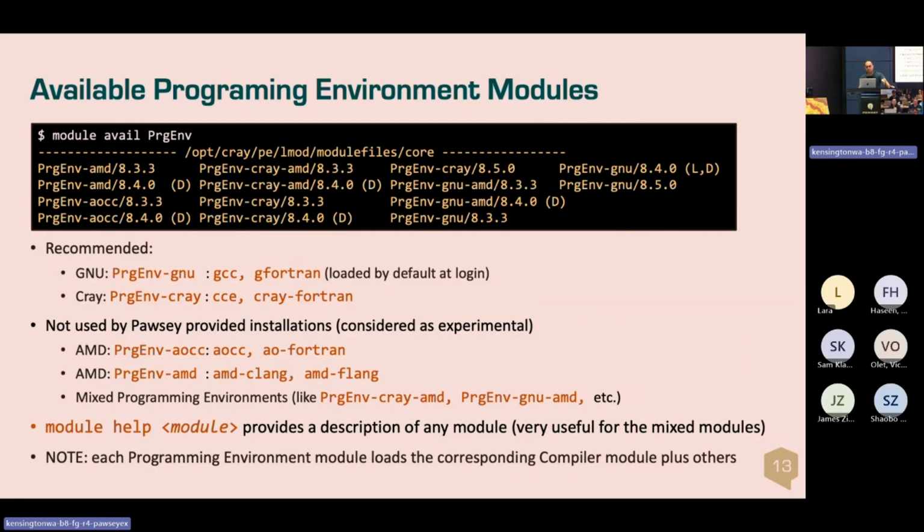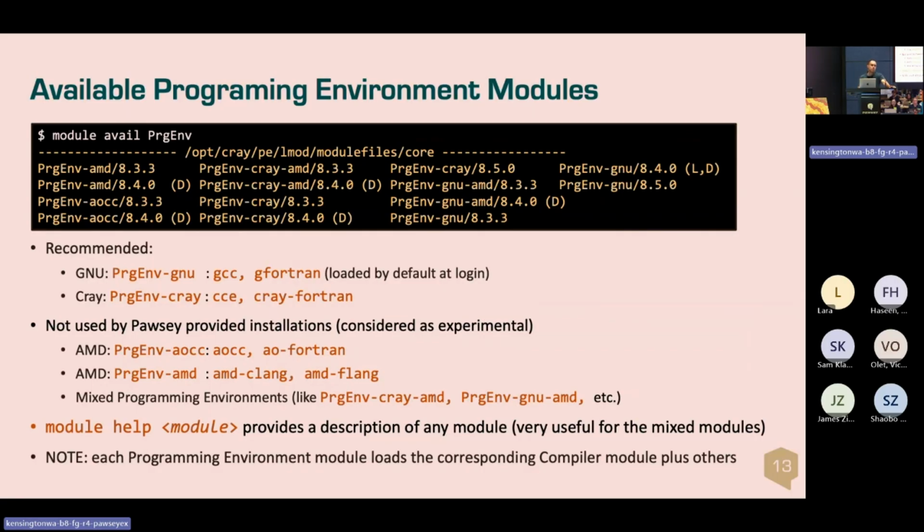Cray was a company that first started building supercomputers, but then it got acquired by HP. But the name of the module is still called Cray. Cray is another programming environment providing some compilers and optimized libraries.